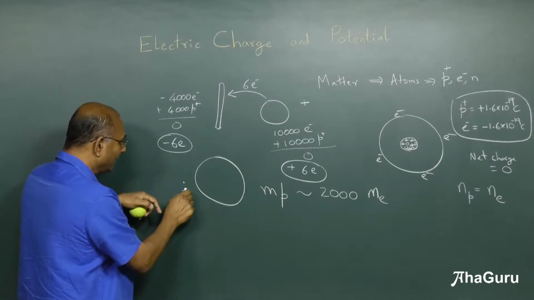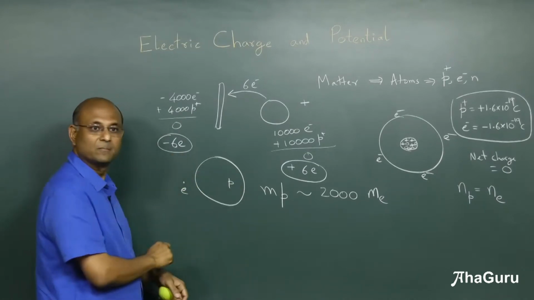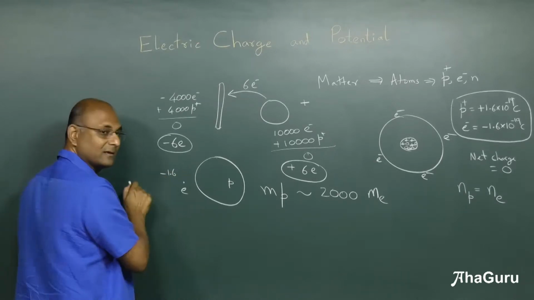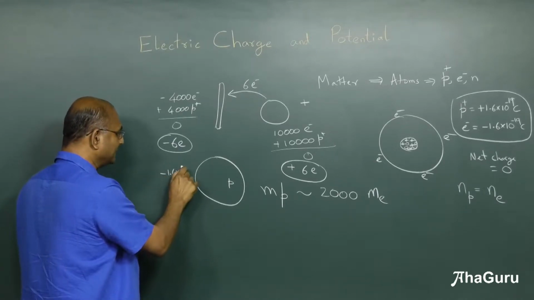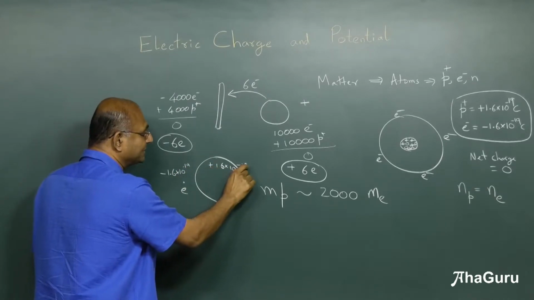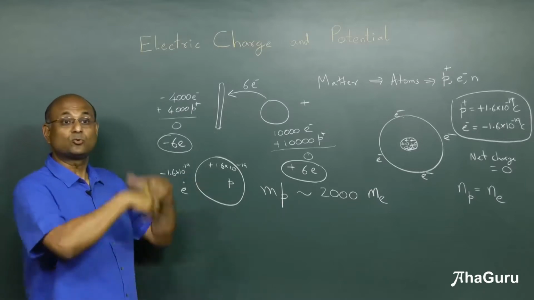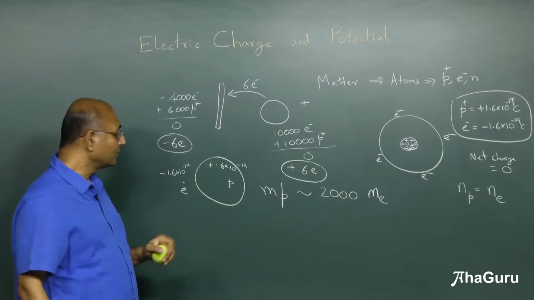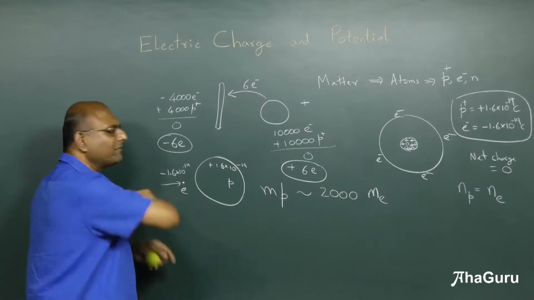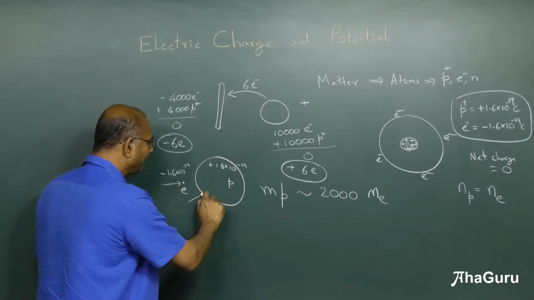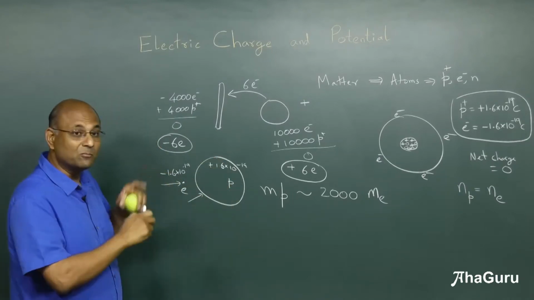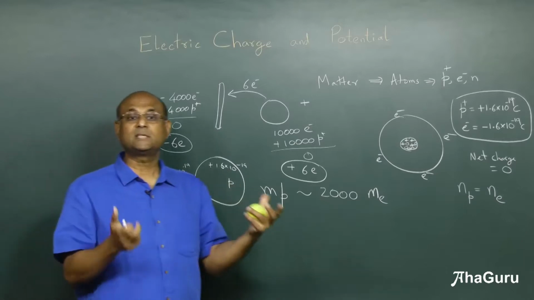So if a proton is like this, electron is like this. This is an electron, this is a proton. Same charge. This is minus 1.6 into 10 power minus 19. This is plus 1.6 into 10 power minus 19. Same charge. But this mass is 2000 times that mass. So if I try to push this electron, a small force, electron will run. Whereas with the same force, the proton is going to take a lot of effort to move. So whenever you want to move, electrons are so much easier to move.